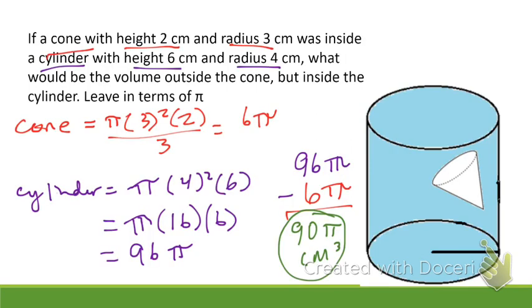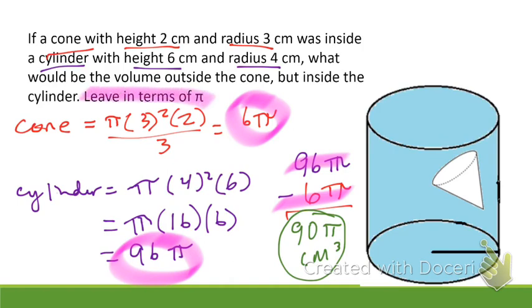This one is pretty straightforward. I went ahead and solved the cone first. It doesn't matter which one you did. The cone got me a volume of 6 pi centimeters cubed. Then the cylinder, using a different radius and height, got me a volume of 96 pi centimeters cubed. If I want to remove that cone and see what's left over in my cylinder, I start with the cylinder, which is 96 pi, and I subtract the cone, which is 6 pi. My final answer is 90 pi centimeters cubed, because it says to leave in terms of pi.